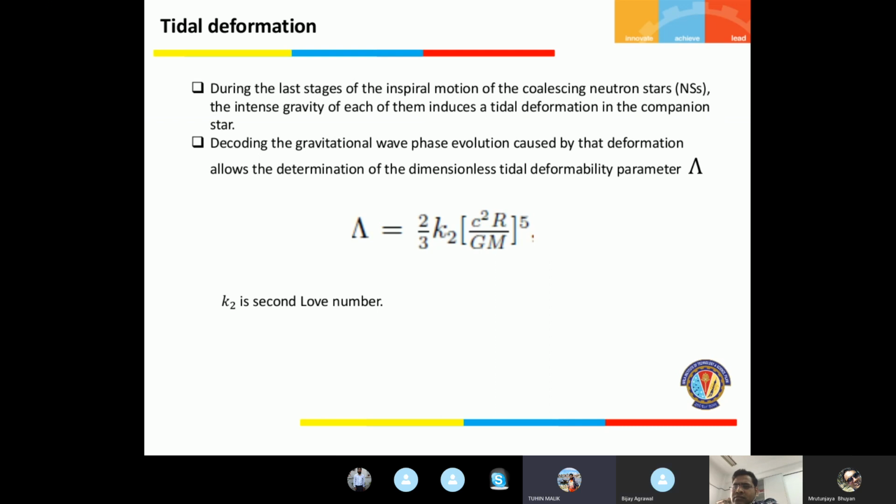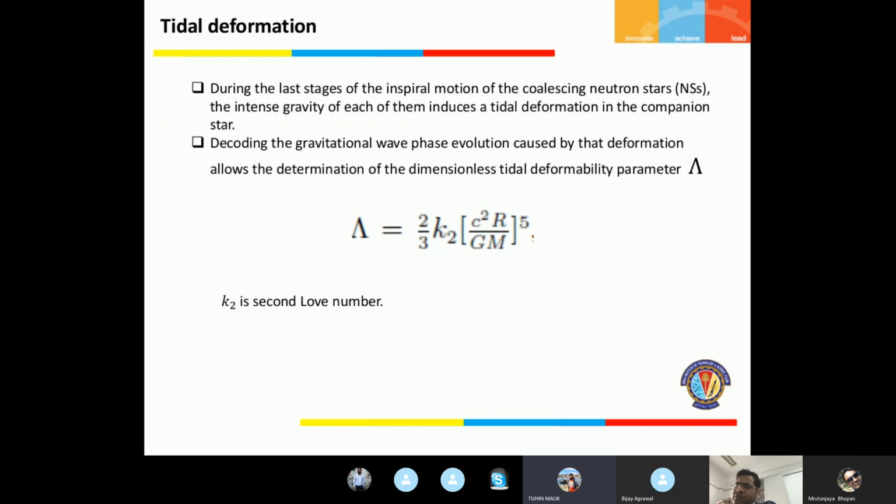Now, the tidal deformations. What are tidal deformations? During the last stage of the spiral motion of the coalescing neutron stars, the intense gravity of each of them induces a tidal deformation in the companion star. So in a neutron star merger, due to high gravity, one neutron star will be tidally deformed by the other neutron star. And decoding these gravitational wave phase evolutions caused by the deformations allows us to determine the dimensionless tidal deformability parameter, that is called lambda. That is a degree of deformation, you can say.